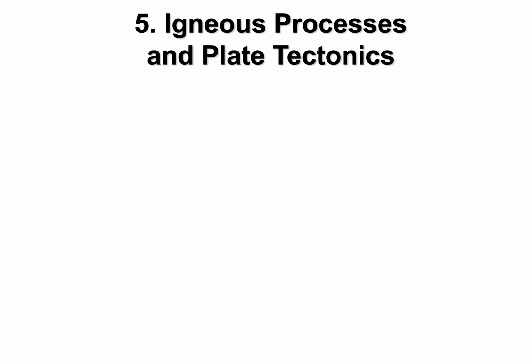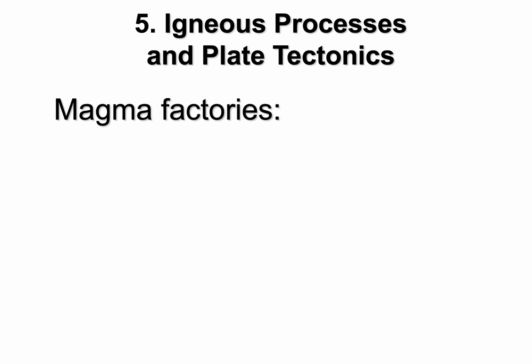We are coming now to point 5, igneous processes and plate tectonics. Here we are talking about magma factories, and magma factories are locations where a lot of magma is produced. The biggest magma producer worldwide is the mid-ocean ridge system.